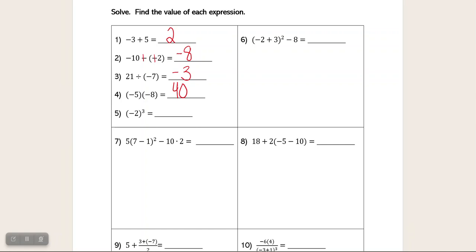And in number 5, we have -2 being raised to the third power, or -2 cubed. So that's -2 times -2 times -2. The answer is -8.